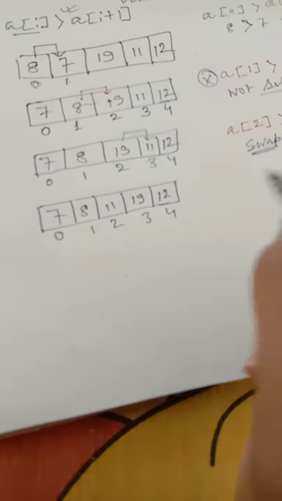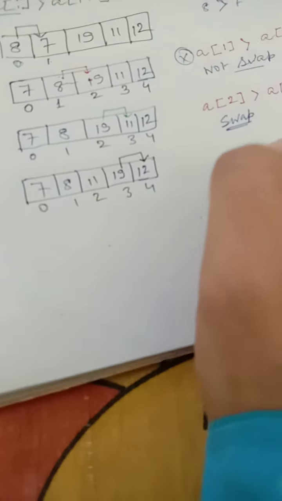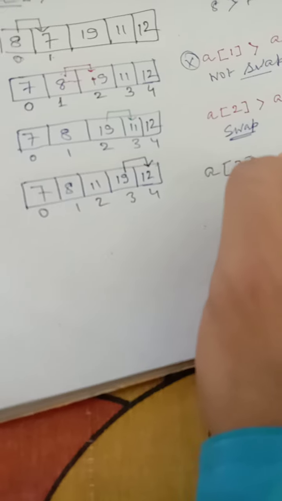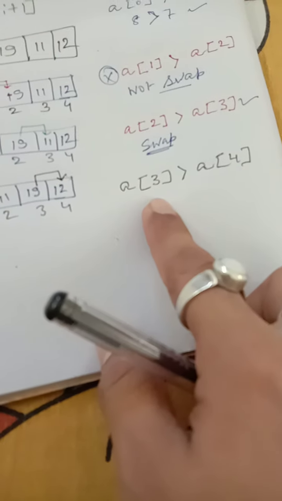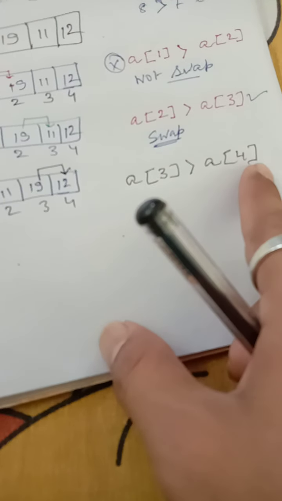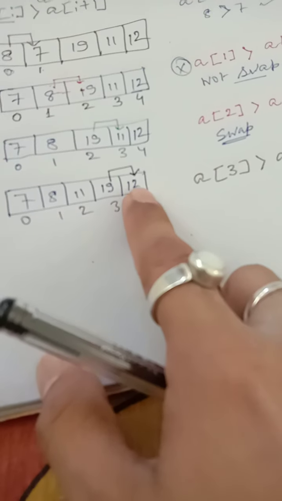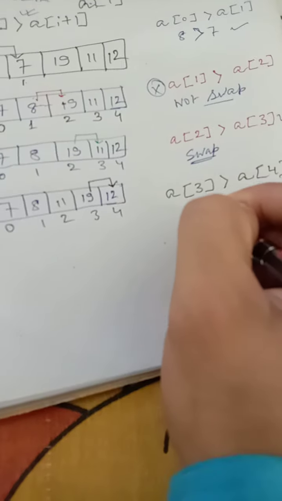Our next task is to compare between 19 and 12, that is A of 3 and A of 4. We are going to compare whether A of 3 is greater than A of 4 or not. Now we see that 19 is actually greater than 12. That means this condition remains true, so again we will be swapping the values.